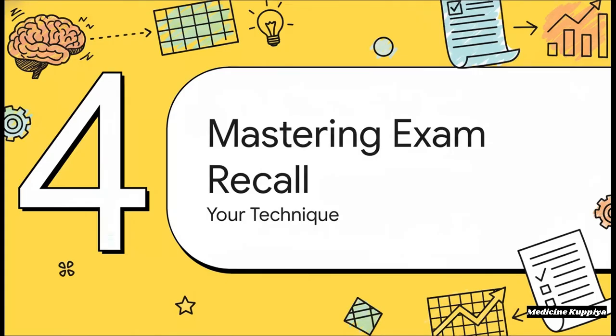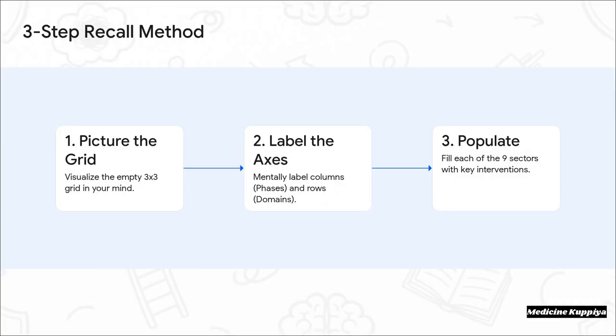Okay, so we filled the entire grid. You understand the content. But how do you actually use this in the exam? Let's talk technique. This is how you turn all this knowledge into marks on the page. It's a really simple 3-step process. When that question comes, the first thing you do is just take a breath and picture that empty 3x3 grid in your mind. Second, you label the axes in your head: biopsychosocial down the side, acute, intermediate, long-term across the top. And third, you just start talking, and you populate each of those 9 boxes with the key interventions, moving systematically from one to the next.